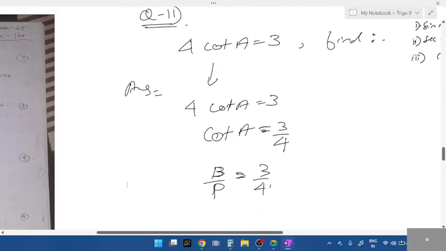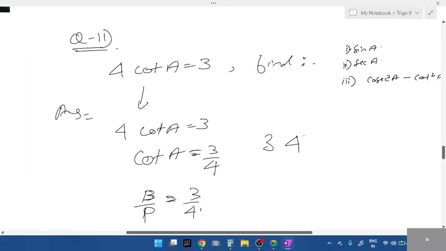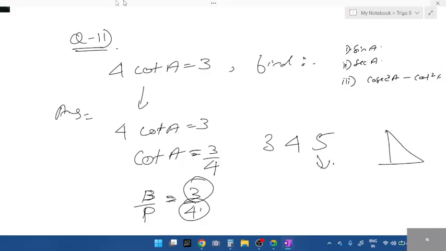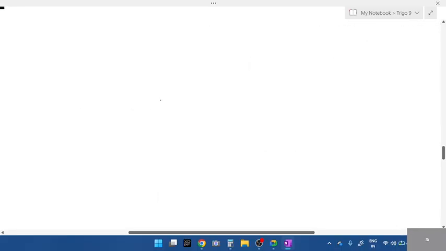Okay, next question. 11th question, just ignore. Now tell me what is the third value, students. We have 3, 4. What is the other value we should get here? 5. So what is 3 here? 3 is base, 4 is perpendicular, then 5 is what? Hypotenuse. Even without the diagram, you're getting the answer, right? Even without a diagram, you get the answer, but draw the diagram.